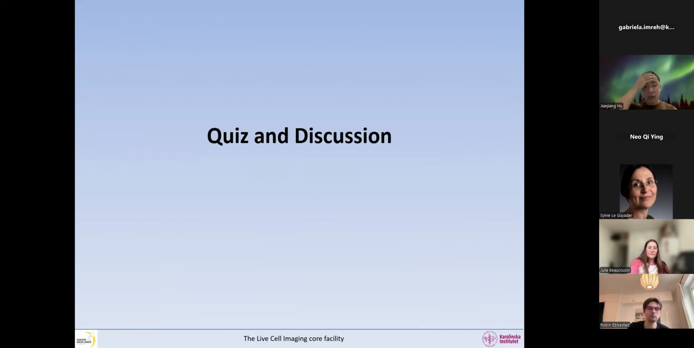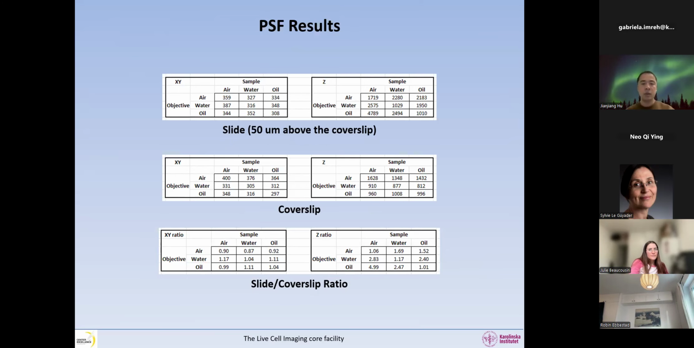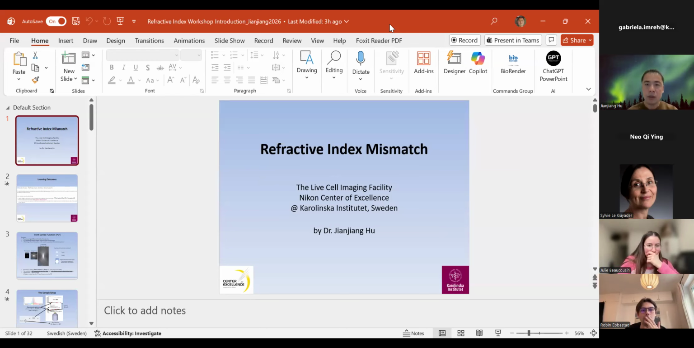Okay, now this is the end of my presentation, and now it's time for you to do some quizzes to practice. You will need to go to Canvas and try to explore this table a little bit. I think you have 4 groups, and each group will have one quiz. You just go to the refractive index mismatch workshop and do the quiz according to your group number.